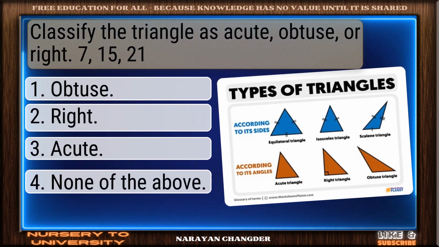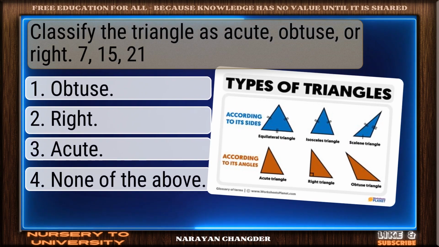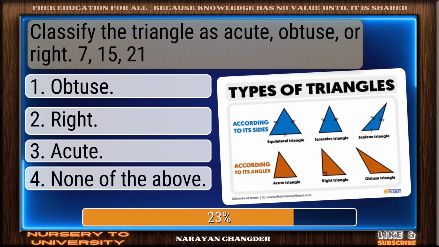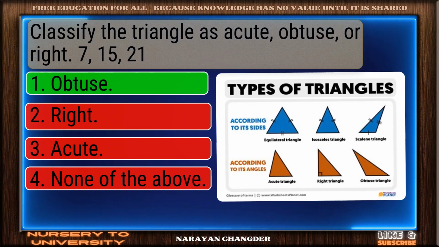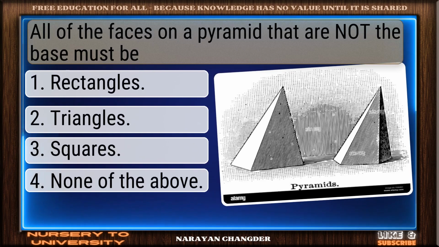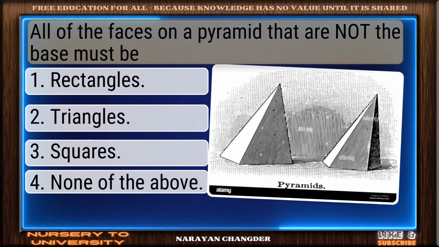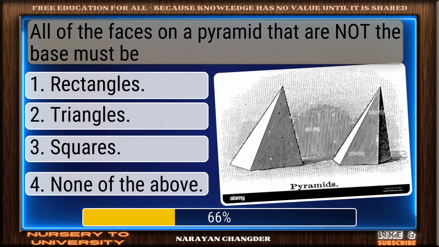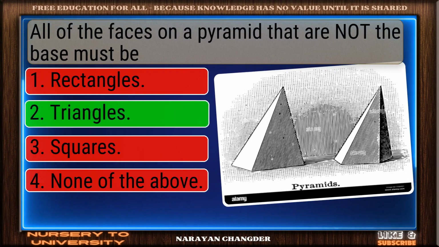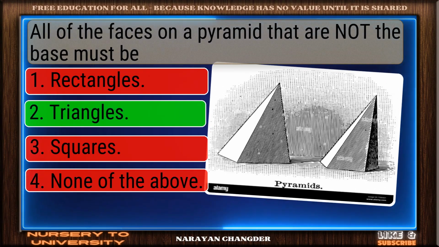Question number 45. Classify the triangle as acute, obtuse, or right. 7, 15, 21. Well done. Obtuse is the right choice. Question number 46. All of the faces on a pyramid that are not the base must be. Great thinking. Triangles is the right choice.